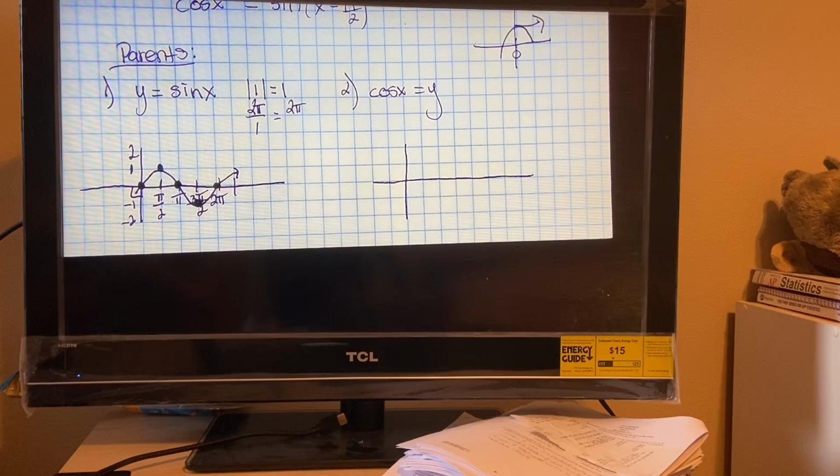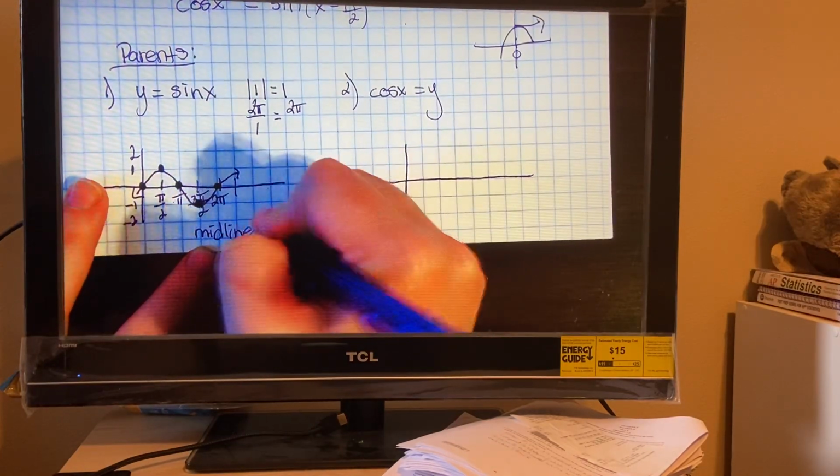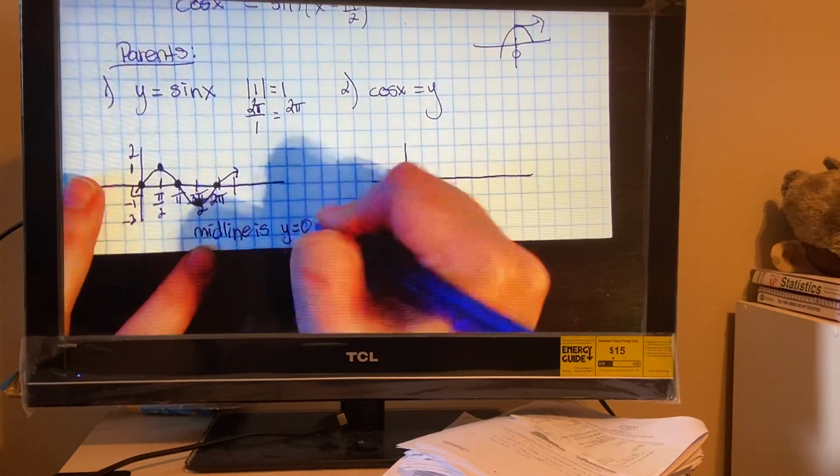If I asked you what the midline of this is, you should be very easily able to tell me. It's y equals k, and in this case my k is 0. So my midline is y equals 0.